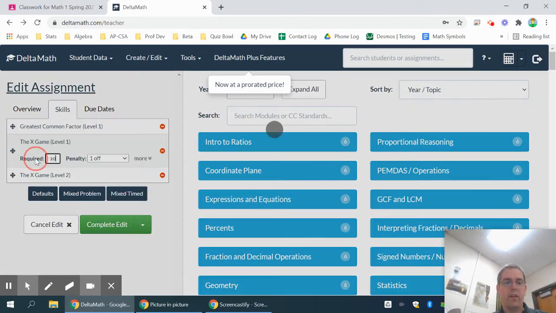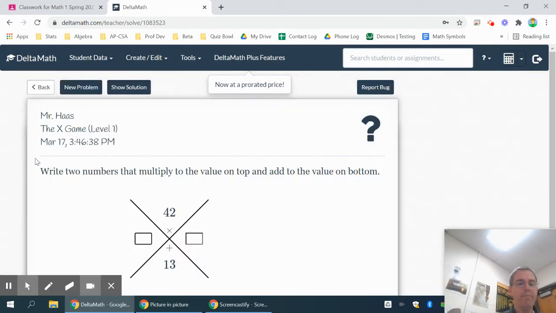Now on this next section, it is on the x game. The x game, you're basically trying to multiply to make this top number and add to make this bottom number. This is kind of a warm-up for some problems we're going to be doing next week. So you think of numbers that multiply to 42.